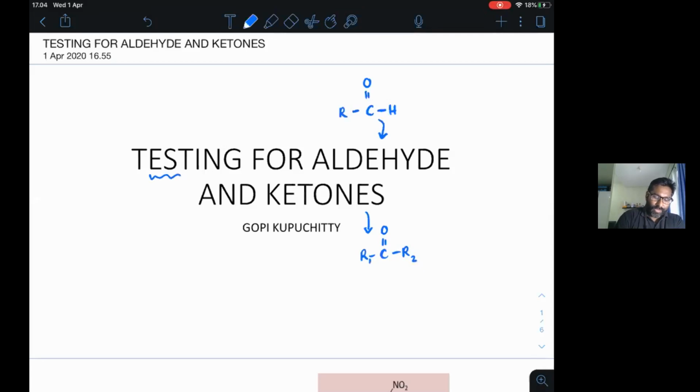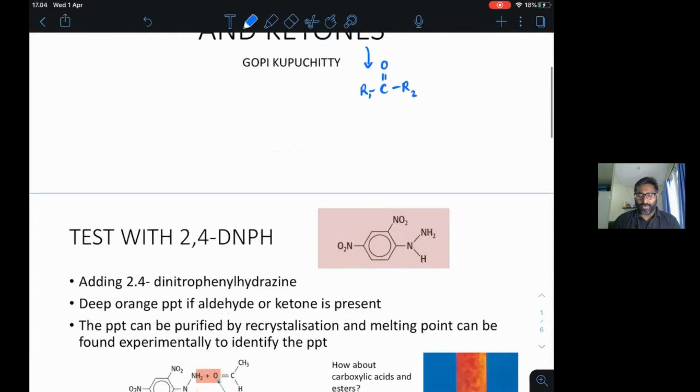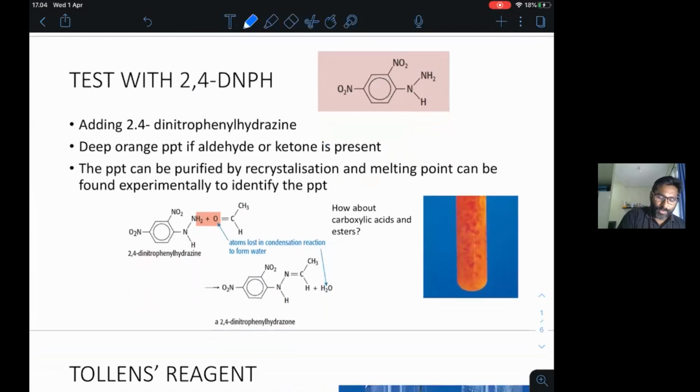Now, when it comes to testing, we will use some available chemicals to test for aldehyde and ketone. The first test that we are going to do is testing with 2,4-DNPH. What is DNPH? The full name is 2,4-dinitrophenylhydrazine. For now, you do not need to know the full name. Later we will learn about the full name, and I will give you time. But for now, I just want you to remember 2,4-DNPH.